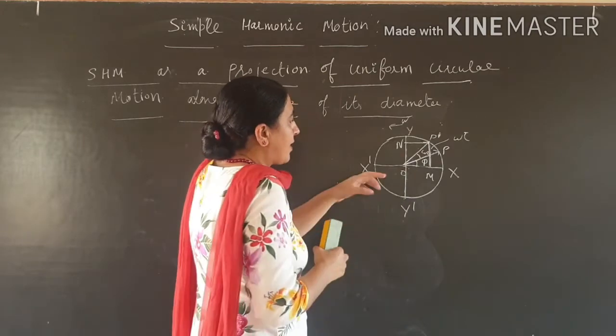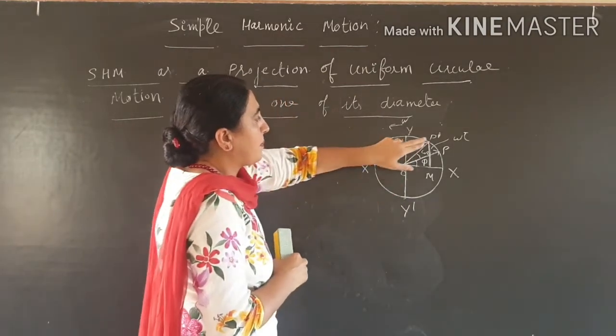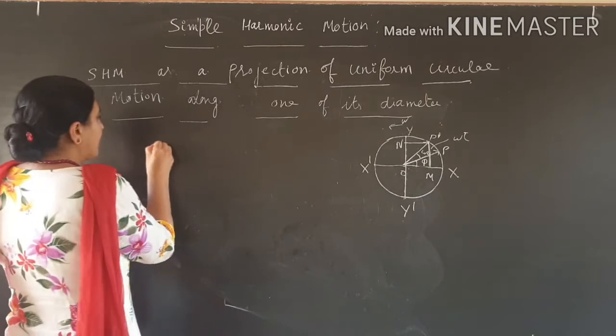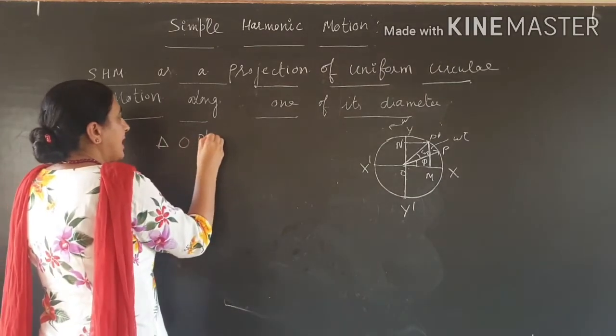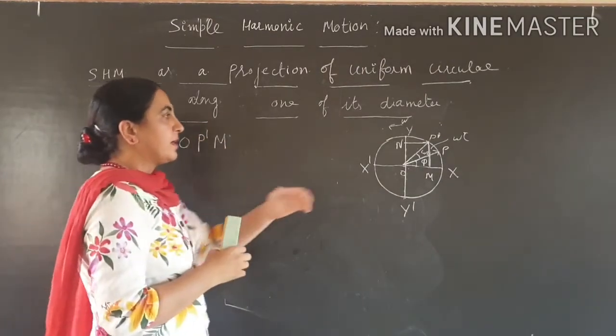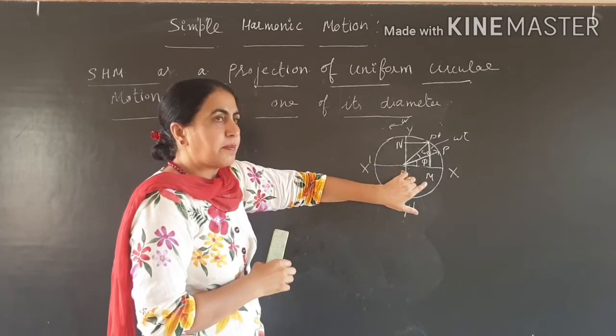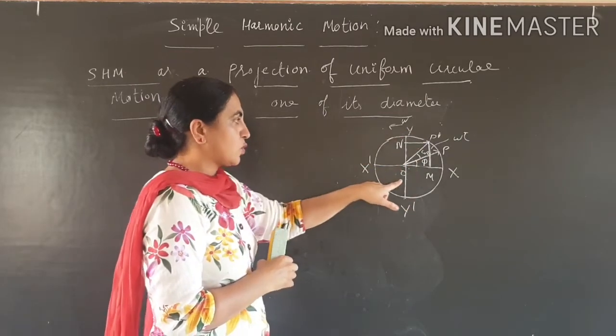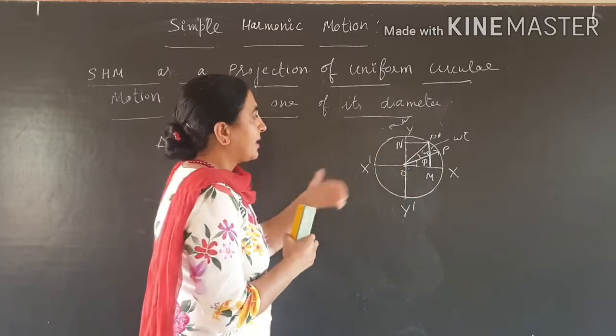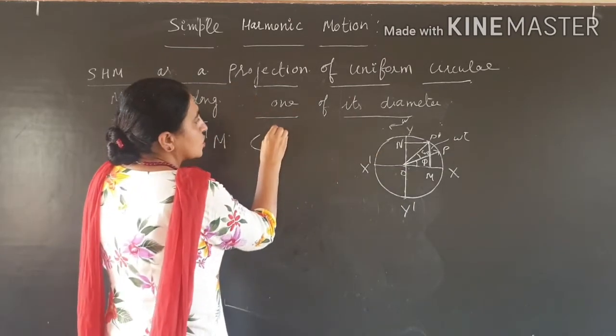Now when we take triangle OPM, it is a right angle triangle because PM is perpendicular to x dash o x, and angle POM.